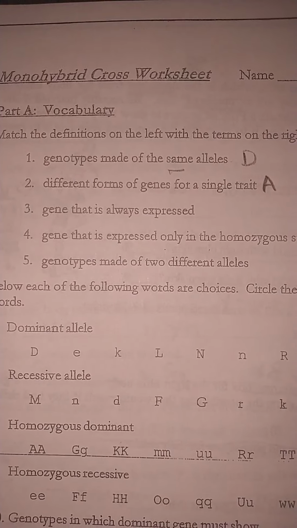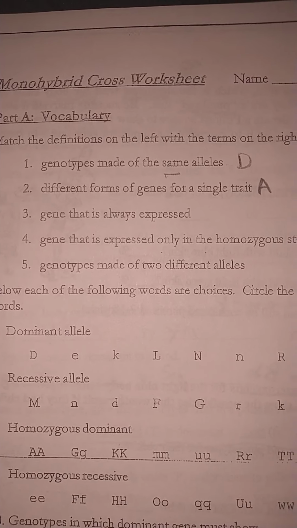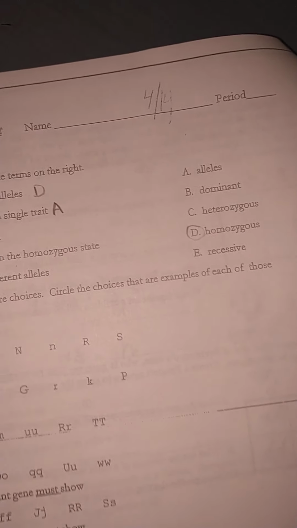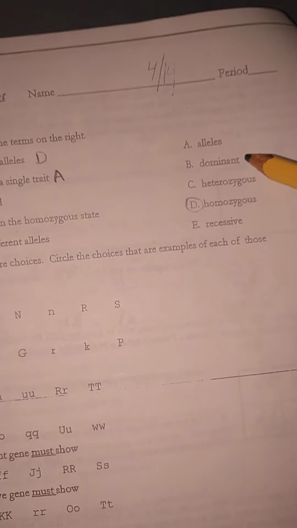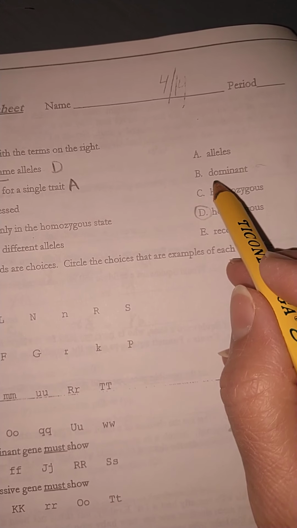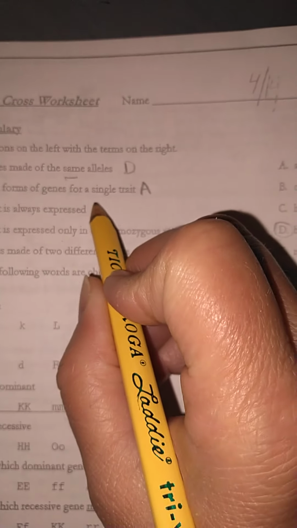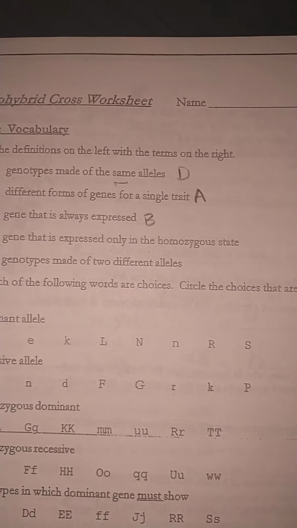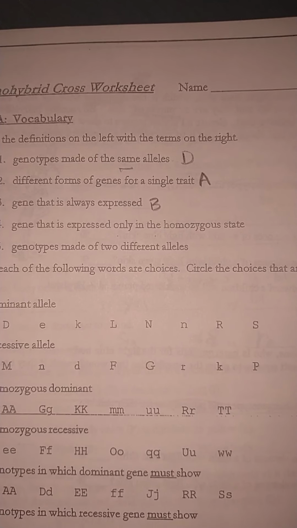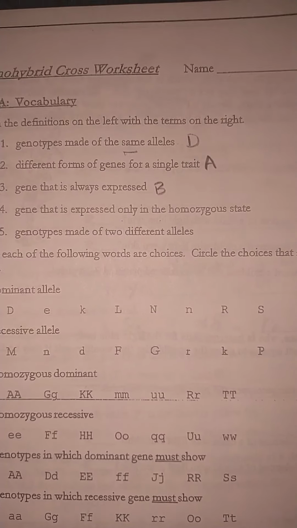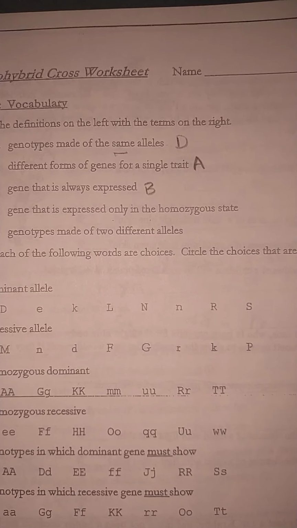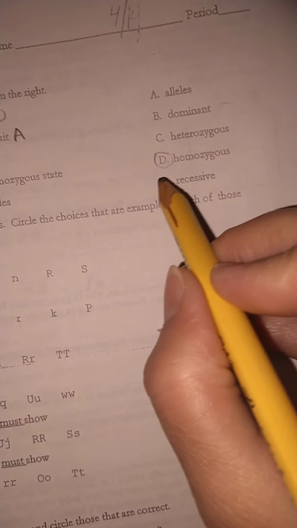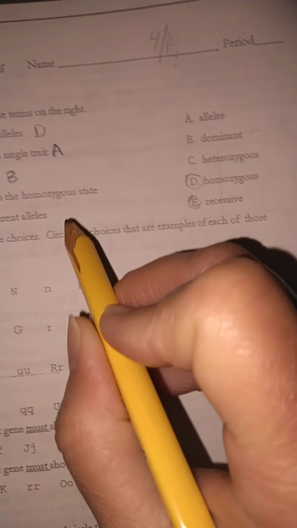The gene that is always expressed, if it's there, it's going to show up because it is dominant. That would be the dominant allele. So B, we go there. Gene that is expressed only in the homozygous state. That means you had to have 2 of that allele for it to show up. And that would be recessive.